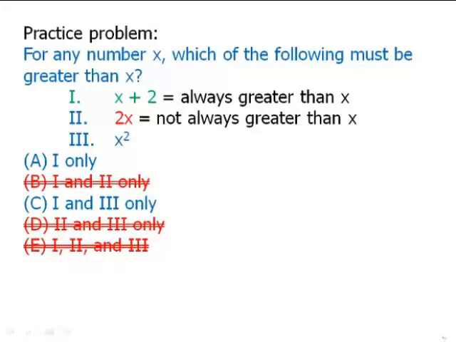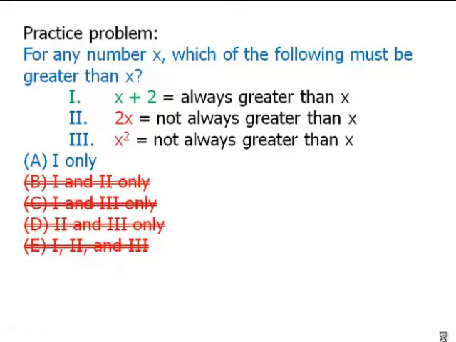And also, think about the decimals between 1 and 0. If we square 1/2, we get 1/4. And 1/4 is less than 1/2. When we square fractions, they get smaller. And so that means that this final one is not always true. And so we can eliminate the other answers, and just by process of elimination, the only one that works is answer choice A.